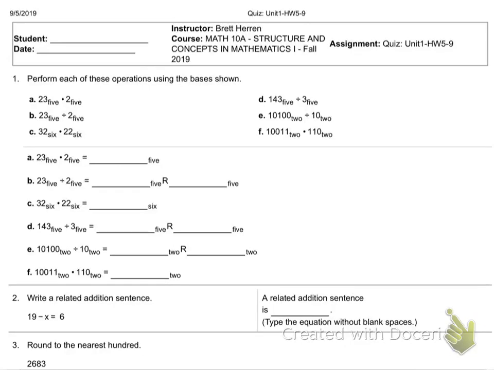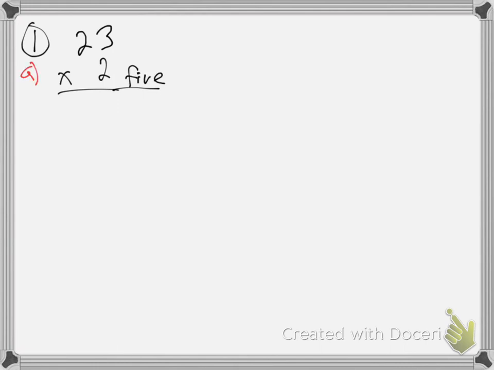Okay, so here is the quiz on Unit 1, homeworks 5 through 9. We'll start with multiplying, part A there, 23 times 2 in base 5. So here's part A, going to multiply 23 times 2 in base 5.